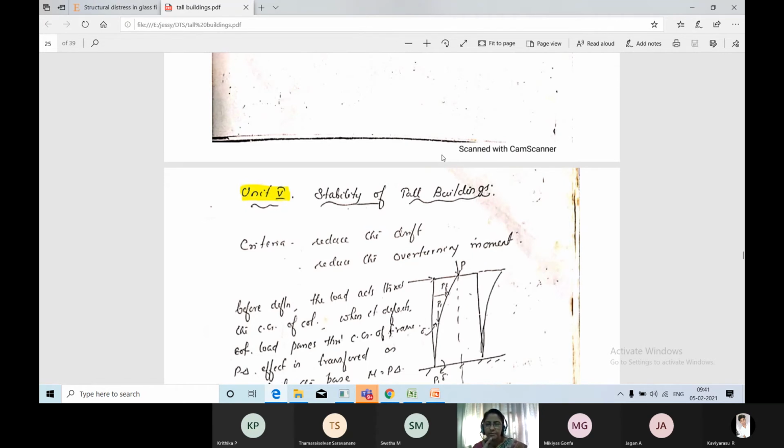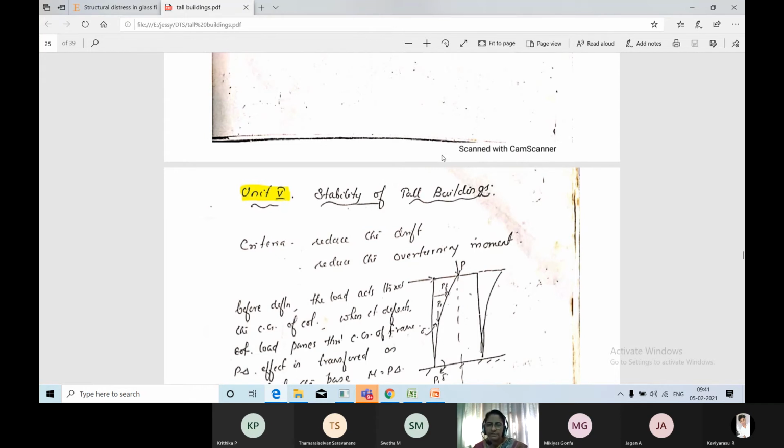In the 2nd unit, you have learnt about the loading that is to be considered in the analysis of tall structures. In the 3rd unit, we have learnt about the different structural systems that are possible for high-rise structures. And in the 4th unit, different analysis methods, how the analysis has to be done, how the drift and all forces can be calculated.